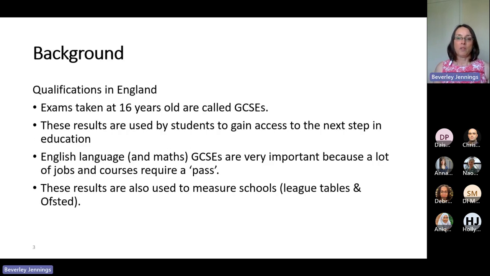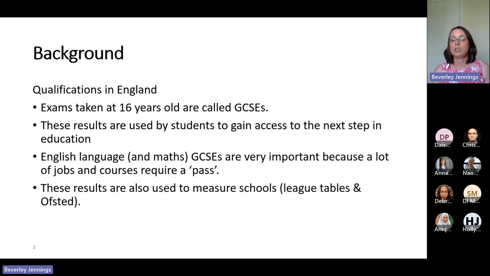So this is just a little bit of the background to my research, for those of you who aren't familiar with the qualifications in England. Exams taken at the end of secondary education, when students are 16 years old, are called the GCSEs, General Certificate of Secondary Education. These are really important for students because their results allow them onto the next step in their education, onto A levels or further education, and will be important for their access to higher education as well.